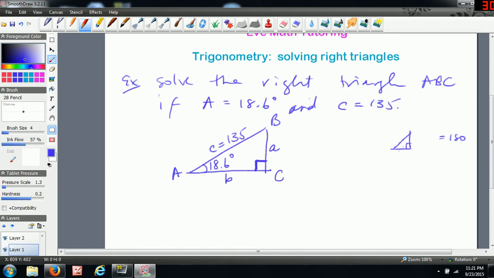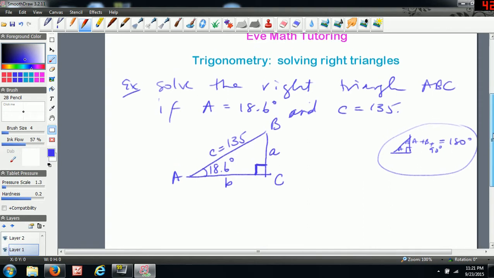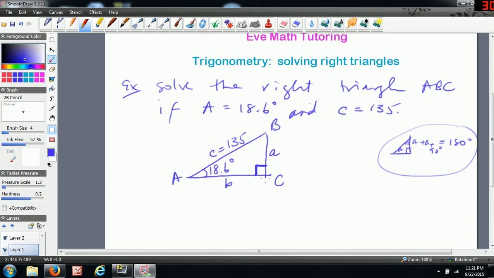So if we have angle A and B, and we've got 90 degrees, A plus B plus 90 degrees is going to equal 180 degrees. This is a rule for every triangle, including triangles that don't have right angles. All three angles will always add up to 180 degrees. That's a rule in mathematics, and of course it holds for right triangles as well. A right triangle has one angle that's 90 degrees, and in mathematics we usually write that with a little square.